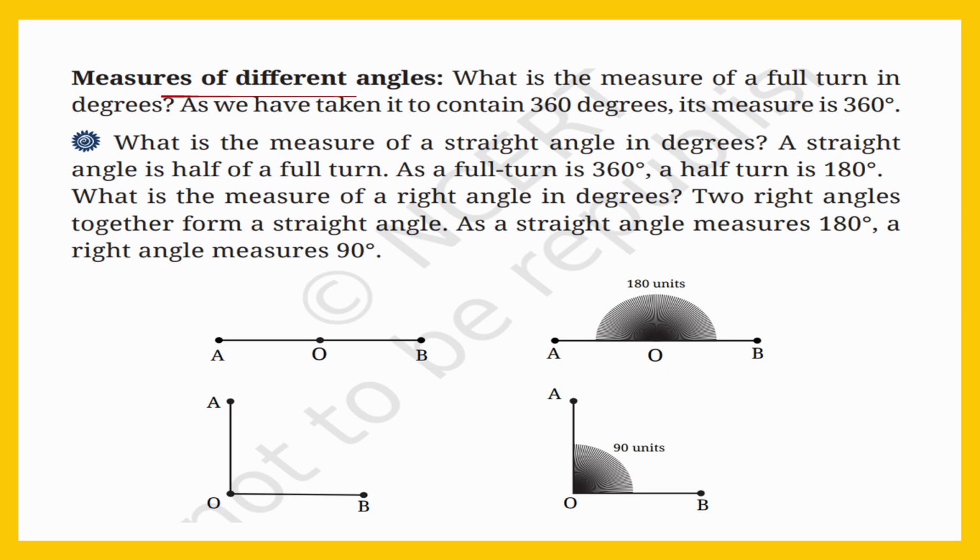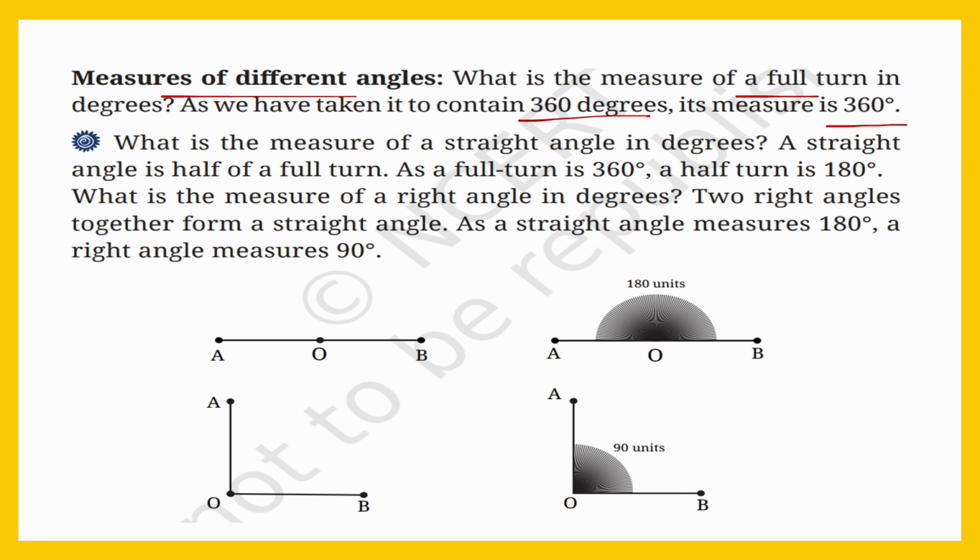Measures of different angles. What is the measure of a full turn in degrees? As we have taken it to contain 360 degrees, its measure is 360 degrees. So a full turn contains 360 equal units, and we can measure it as 360 degrees.